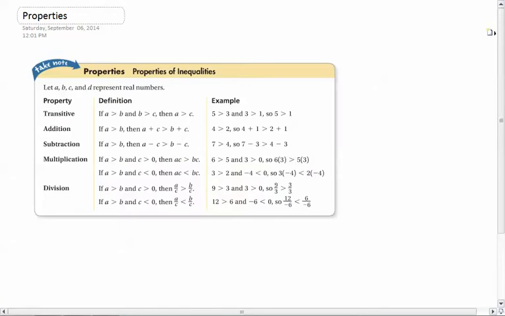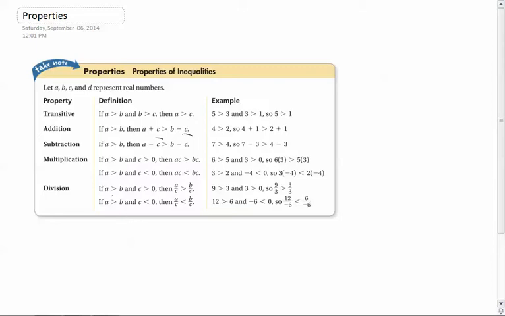Some properties about this. Essentially, the properties are exactly the same as they would be for equality. You'll notice that you can add things on both sides as long as you add the same constant on both sides. It's fine. You can subtract, you can multiply. The one that throws people off is if you divide.